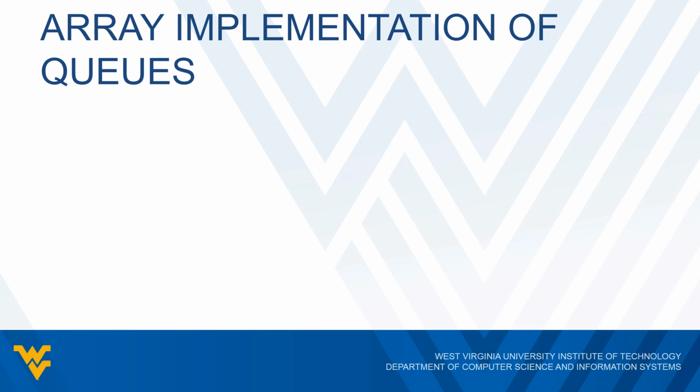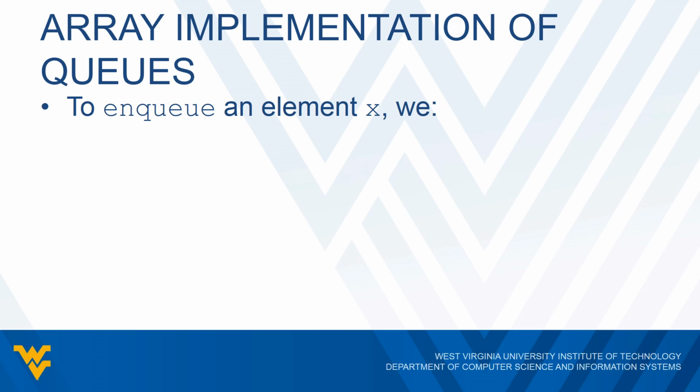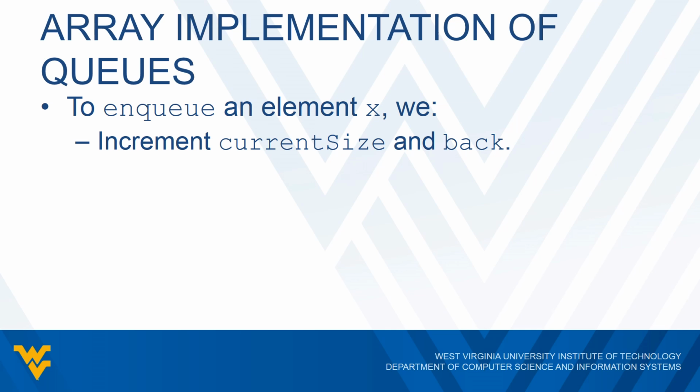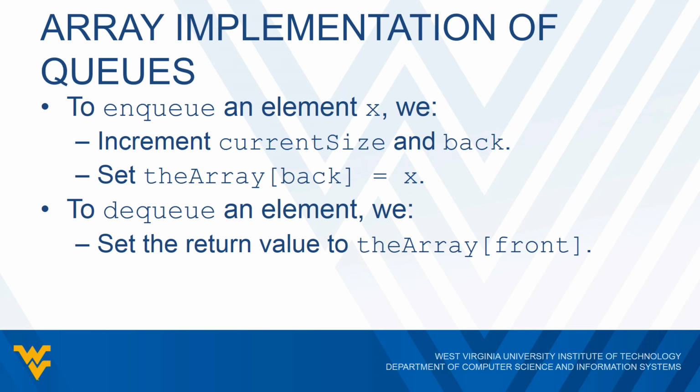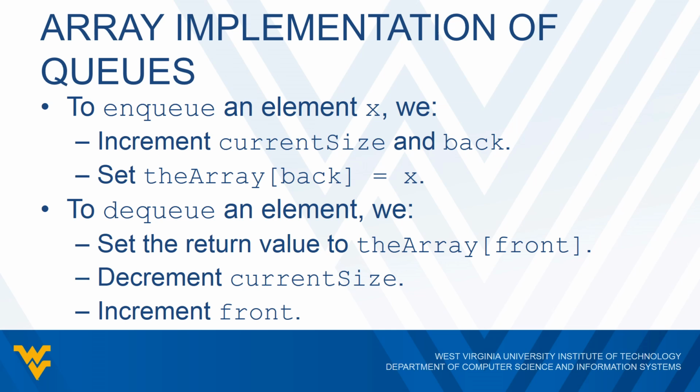If we want to enqueue an element, let's say the element is x, here's what we need to do. We first need to increment the value of current size and the value of back. We would then set the value of the array at back to x. Now let's say we want to dequeue some element. Well, what we would need to do is set the return value to the array at front, so that gives us the element at the front of the array, and then we need to decrease the value of current size because our queue is getting smaller, and then we would need to increment the value of front so it would point to the next item in the queue.